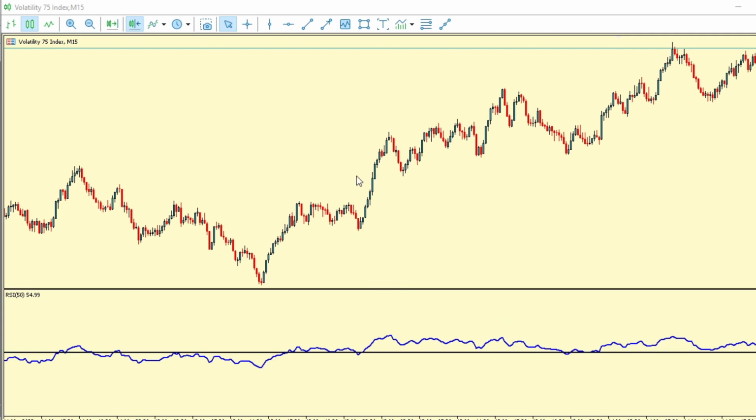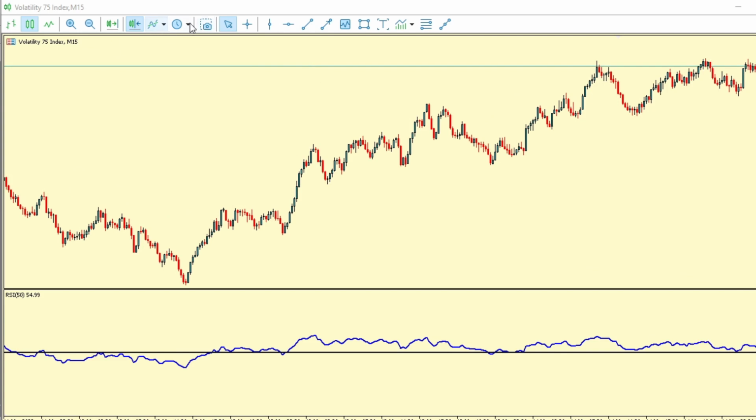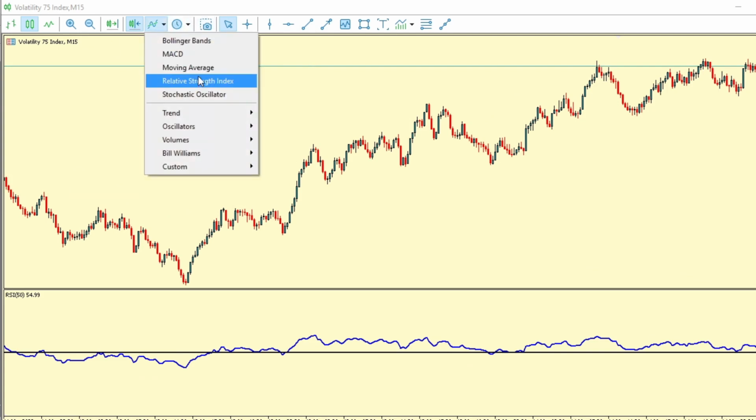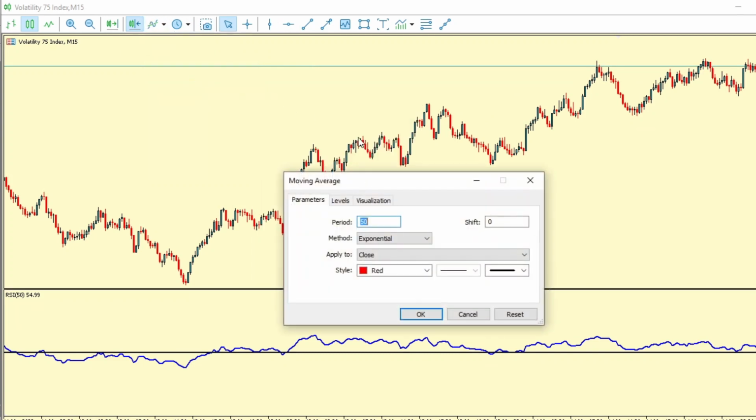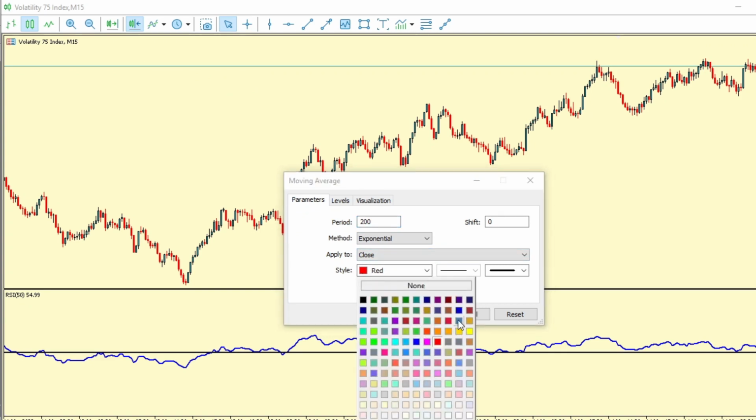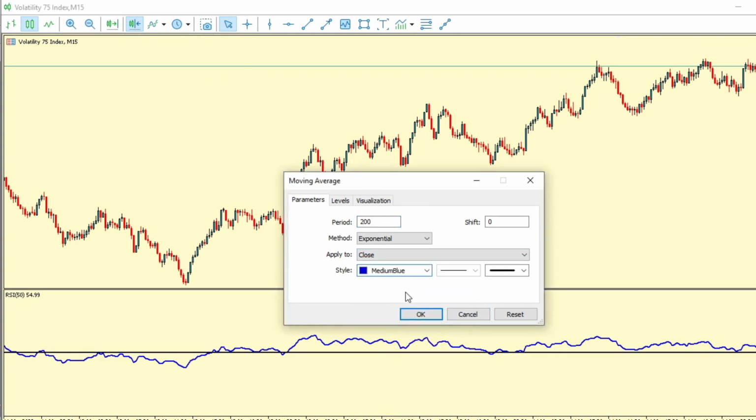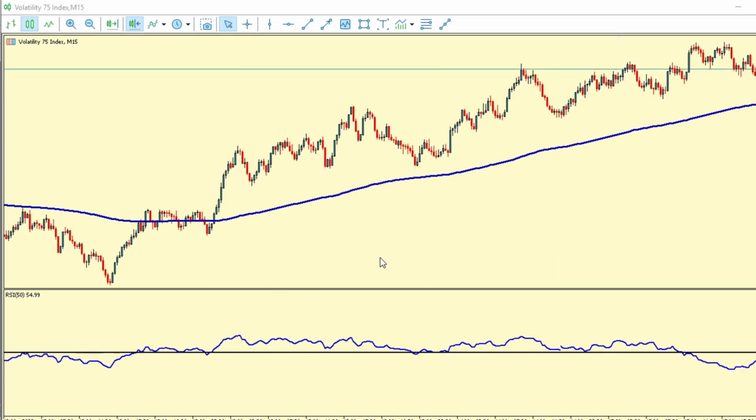The next thing that I use to determine the trend, I use the 200 period moving average, EMA. So let me put it quickly. The period is 200. Exponential, shift 0, apply to close. Let me use the color blue. Let me use medium blue. That's the color that I've chosen. So I add it also.